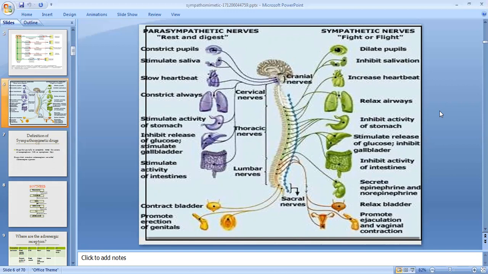Sympathomimetic drugs. Especially pupil dilatation and heartbeat increase, the function of the heart is increased, and similarly there is stimulation of the liver. It stimulates the release of glucose from the liver, to cope with the emergency situation. So it causes hyperglycemia.